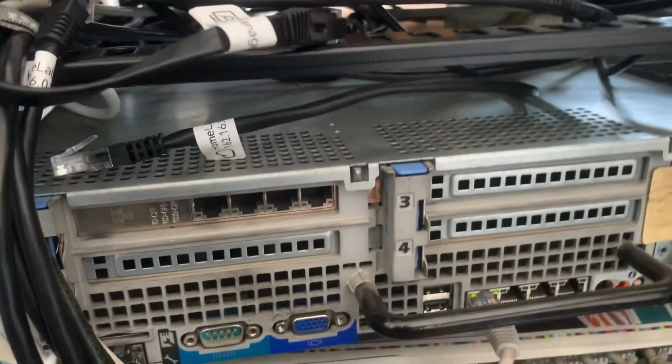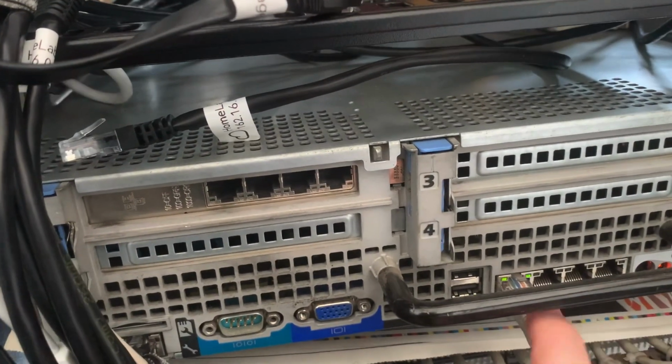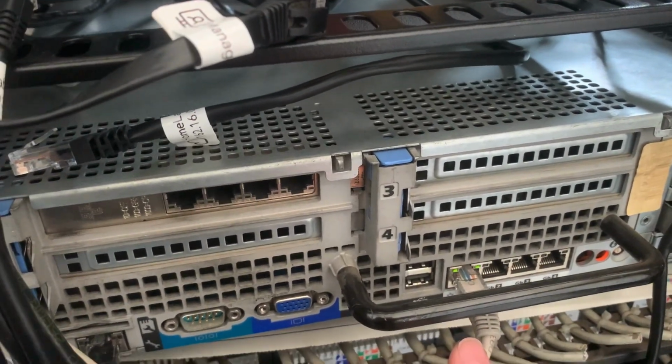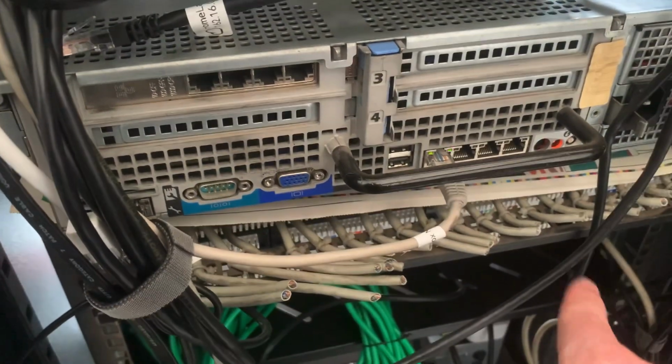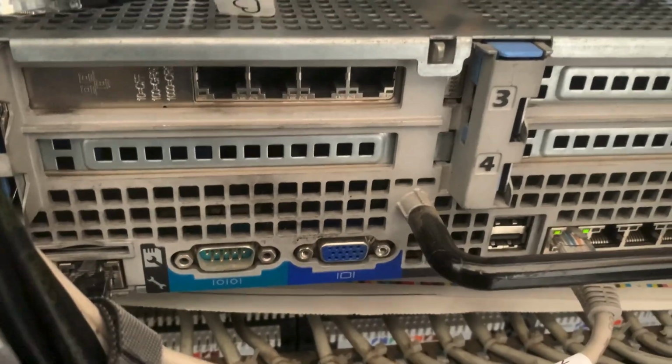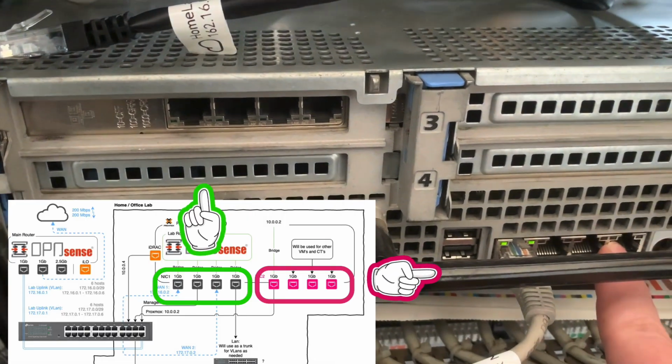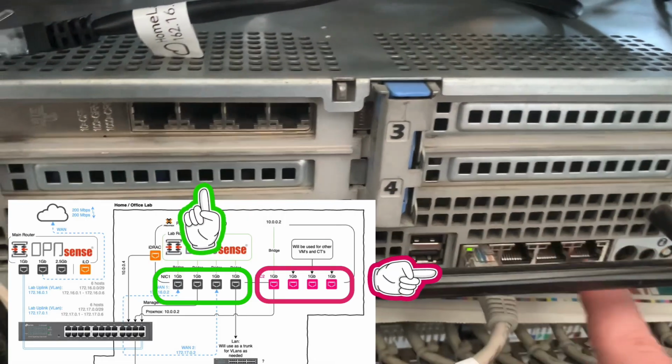If we take a look at the back of the Dell, Proxmox is installed and it's connected via this grey cable to my home network at the moment. Then the top four ports we'll use for our OPNsense instance, and the right four ports we'll use to connect containers or virtual machines.